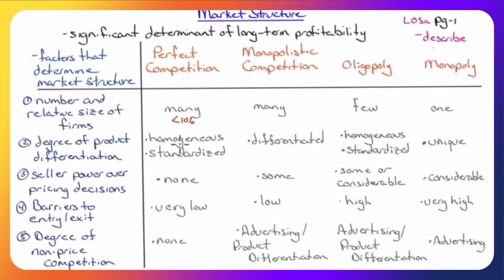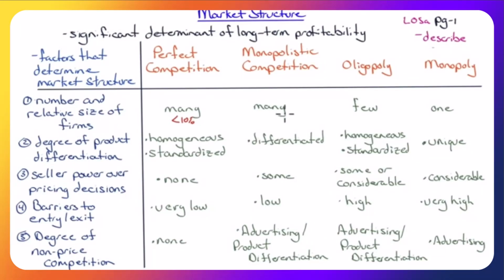Seller power over pricing decisions, well, you have none. No one's big enough. And because there is standardization of the product, think about it in terms of soybean. My soybean versus your soybean. Well, it's hard to differentiate between the two. And if we can't differentiate, I can't say that mine is any better than yours. Neither one of us has pricing power. Barriers to entry or exit, very low. Degree of non-price competition, none. We basically compete on the basis of price. We are price takers.